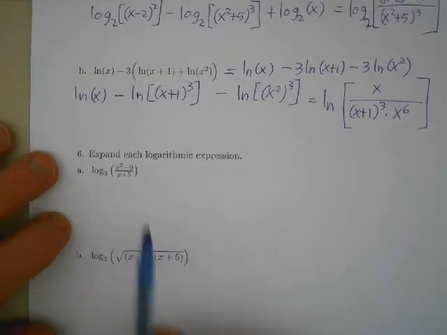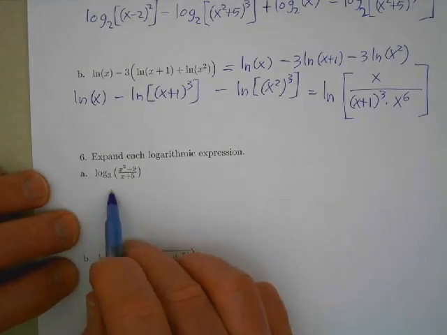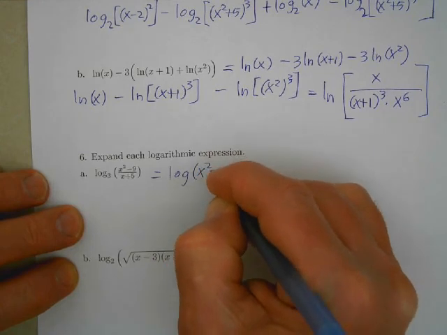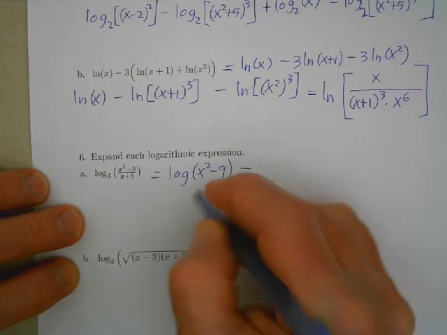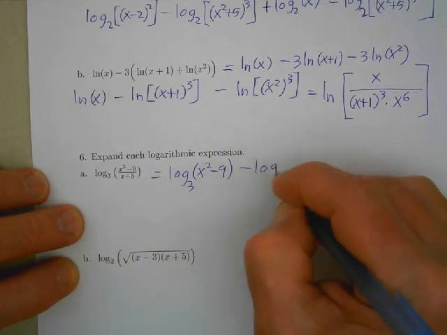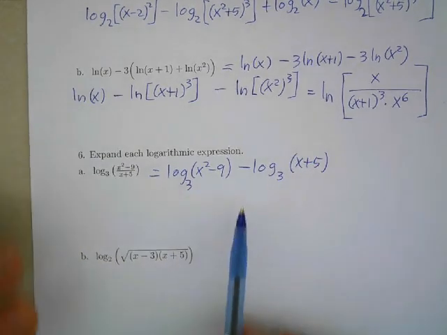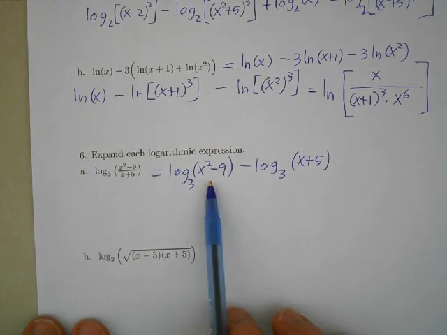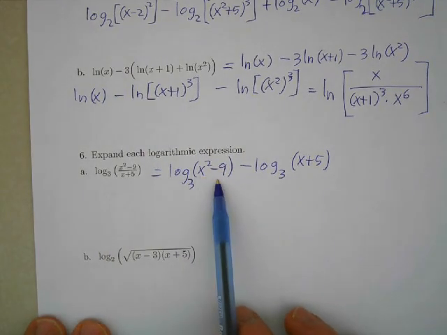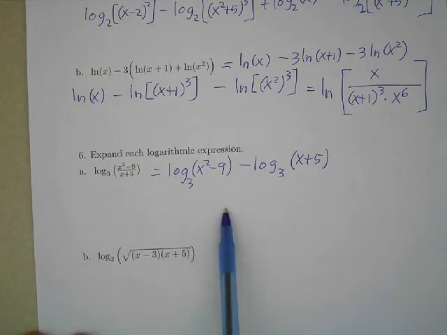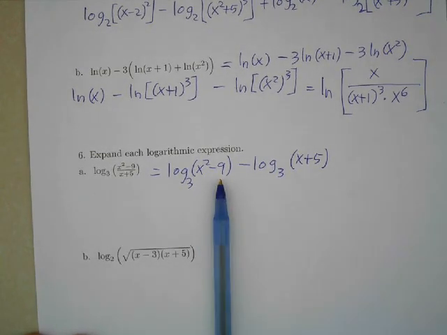And we'll expand this one, log base 3 of x squared minus 9, and then minus log base 3 of x plus 5. And we can expand this one a little bit more because x squared minus 9 is factorable. But we're about out of time, so I'll leave the rest of that for you to do.